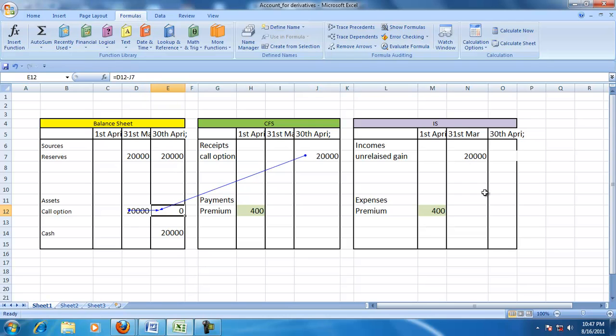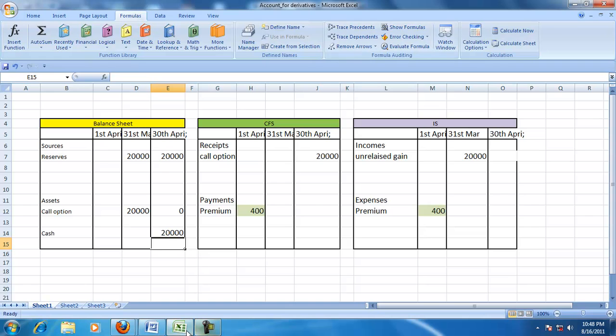and the entire unrealized gain is actually transferred to realized gain, but still we are using the word reserves, and the corresponding inflow of cash is shown in the balance sheet, assuming no other payments.